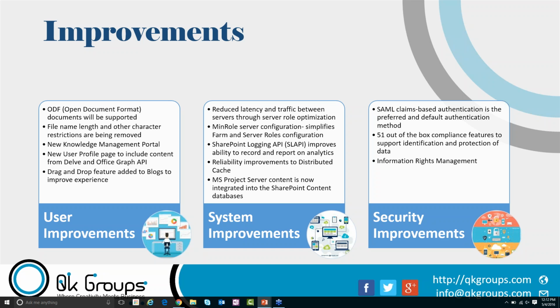So this would also go into MinRoles, which is something new that they've added when you're installing and configuring SharePoint. It's the MinRole server configuration, which simplifies farm and server roles configuration. Then we have Slapi, which is the SharePoint logging API, which helps to improve the ability to record and report on analytics, reliability improvements to distributed cache, Microsoft Project Server.